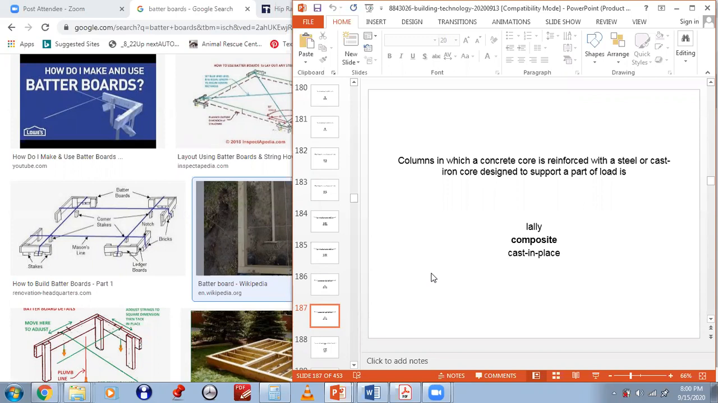And what is cast in situ? Do you know what is the meaning of cast in situ? Which is the column which is cast on site. Which is cast, poured, on site.